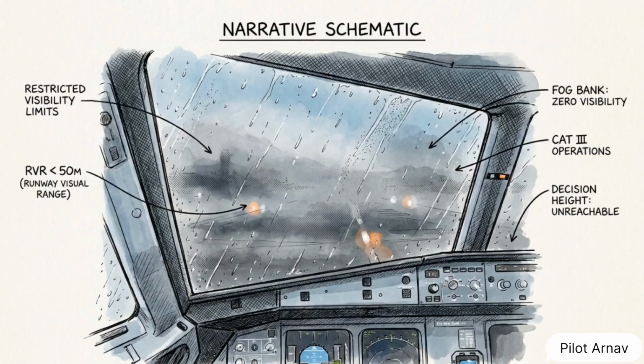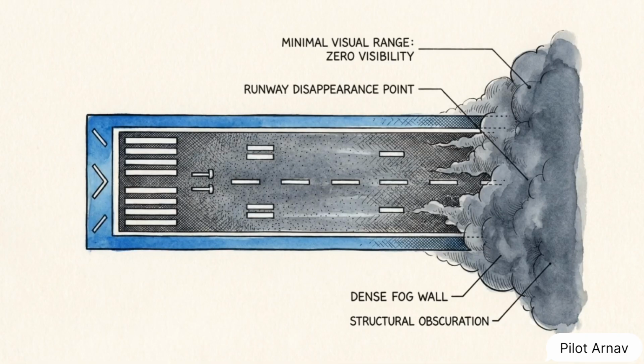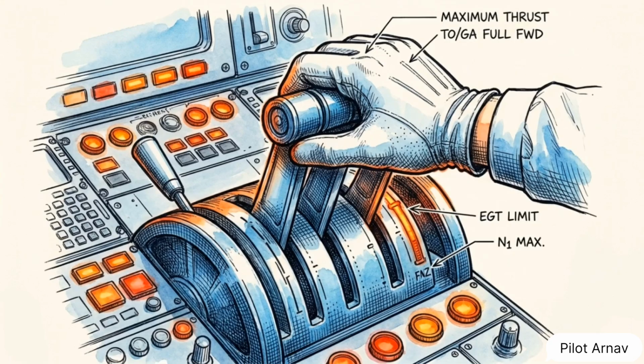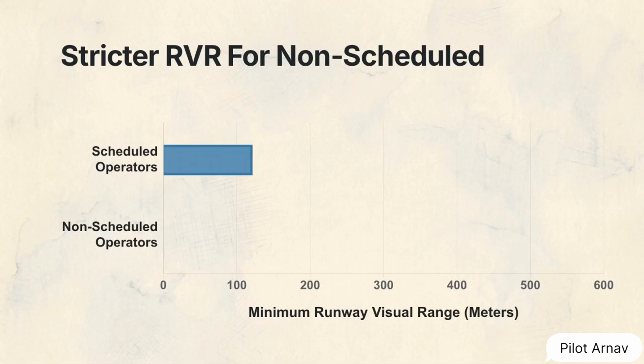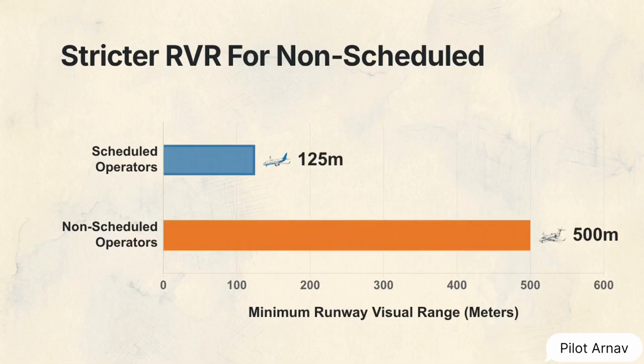Before takeoff, the commander must verify that weather and runway conditions meet or exceed the required operating minima. A low visibility takeoff, or LVTO, occurs when the runway visual range is less than 400 meters. These departures require DGCA approval and the use of full thrust. Scheduled operators are permitted to take off with an RVR as low as 125 meters, while non-scheduled operators are restricted to a minimum of 500 meters.